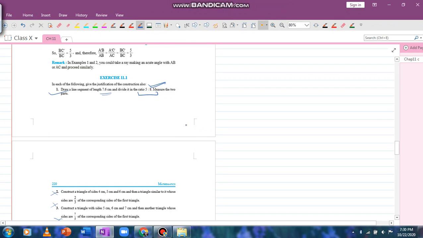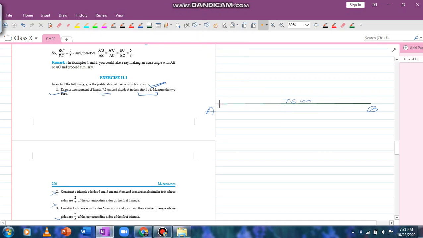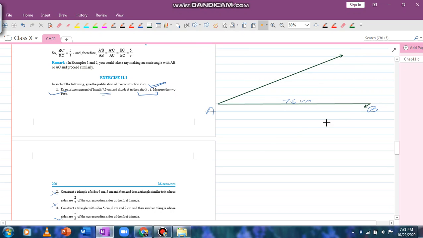Good morning, everyone. Now let us see how this construction is justified the way we did it. What we did was we started with a line segment of length 7.6 centimeters. This is the first thing we do. Then at A and B we have drawn angles in such a way that we get two alternate interior angles of the same measure. So I'm approximately doing it just for the sake of representation.